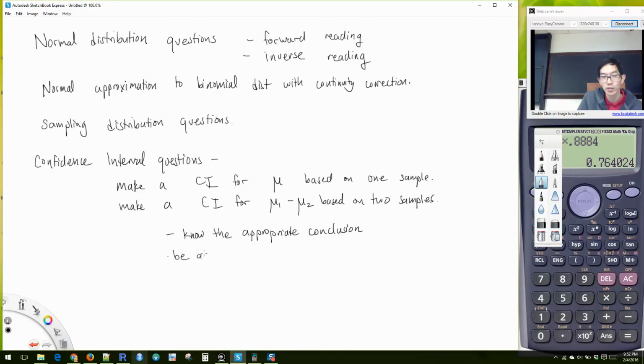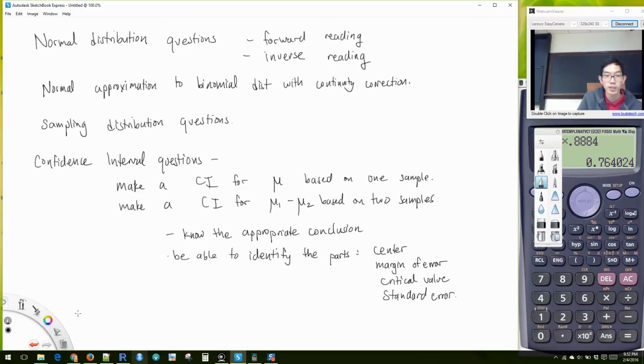Okay, and then be able to identify the parts, which would be the center, the margin of error, which is made up of the critical value and the standard error.